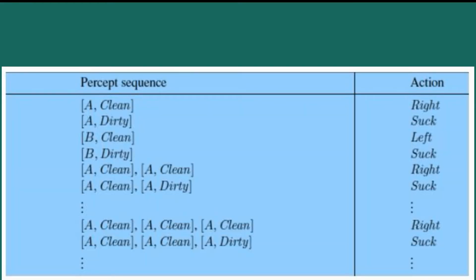Then here we have the table with the percept sequence and the action. If it is in location A and the percept is clean, then it will go to the right, that means it will go to location B. If A, dirty is the percept sequence, then the vacuum agent will suck. Then B, clean, it will go to the left, that is to location A. Then B, dirty, it will suck. A, clean, A, clean, again it will go to the right because it has completed its task in location A. Then A, clean, A, dirty.